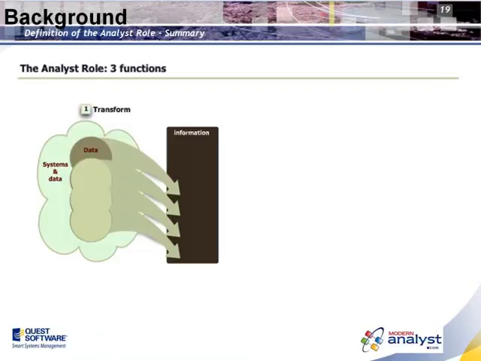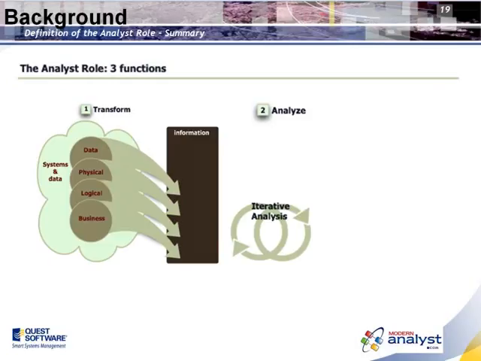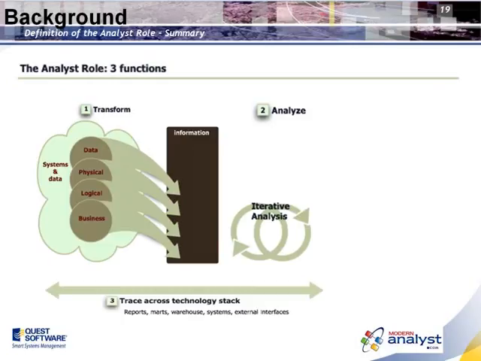All right, so in summary, the analyst has 3 functions. He transforms data from systems into information, and he can do so at multiple levels: at the data level, the physical level, the logical level, and the business level. And the business includes processes and systems. The second thing that the analyst does is iterate over information and provide thought over the information. They provide trends, forecasts, predictive analytics. And finally, the analyst sometimes is forced to go and discover root causes and trace across the technology stack, going from reports to marts to warehouses to systems and then to external interfaces.